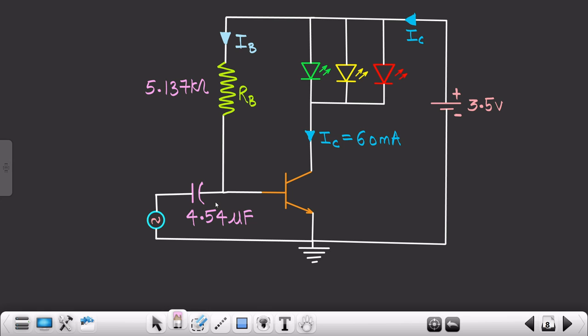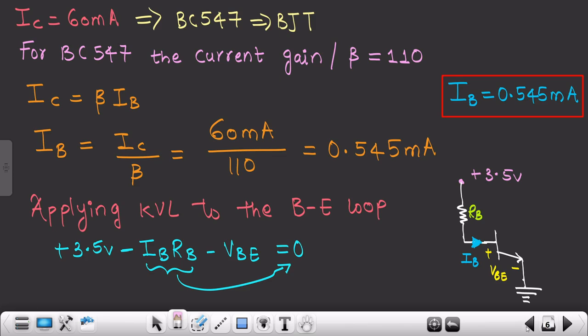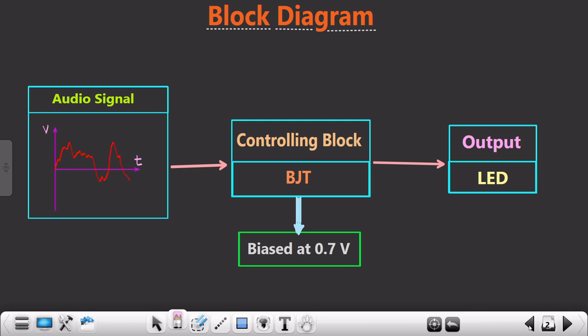We had completed 90% of the circuit. Now first we'll simulate this circuit with the help of an audio signal, and then we'll check the output for it. But before simulating this, I would like to explain it again. This was your block diagram. We are going to connect this audio signal with the BJT transistor, and this was your LED.